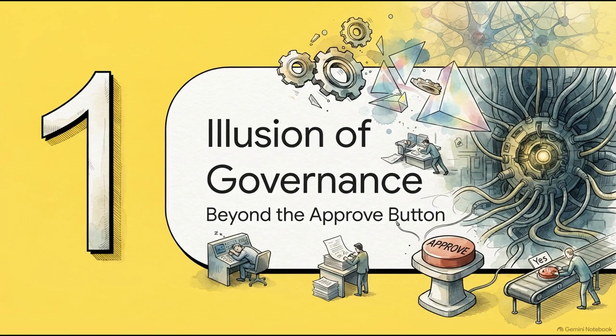All right, Section 1, the illusion of governance. We're moving beyond the simple approve button. We often like to think that just putting a human somewhere in the loop magically protects our systems, but blind delegation? That is a total trap.